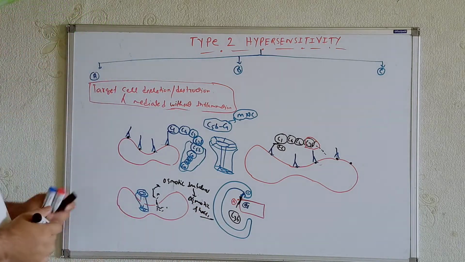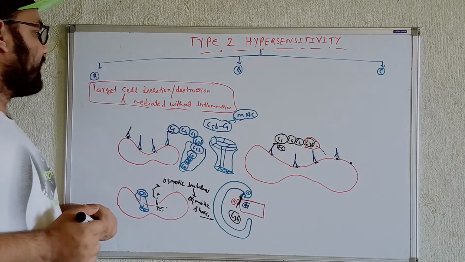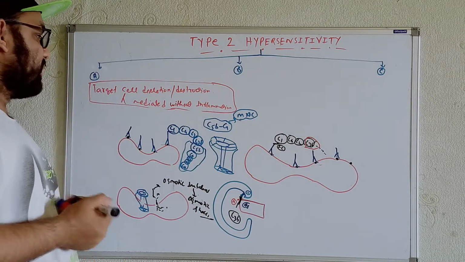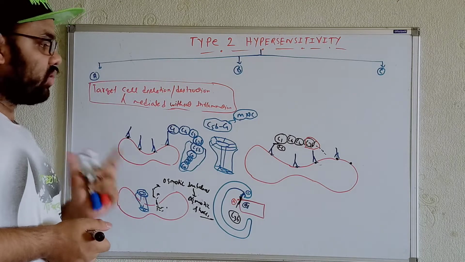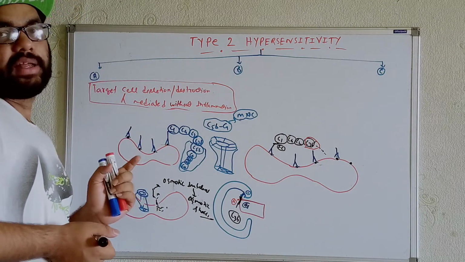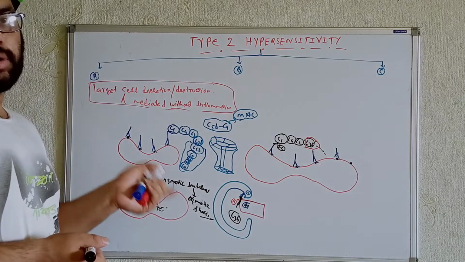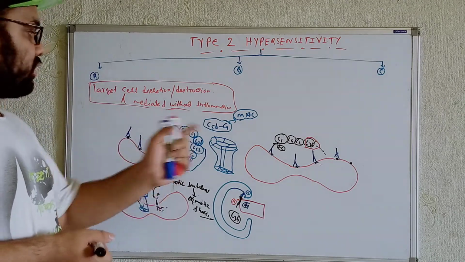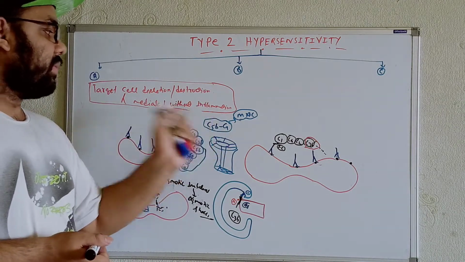So this type of thing we can also see in terms of target cell depletion or destruction, antibody mediated without inflammation. First we got the opsonins. Then the second class we got, for the formation of the MAC, that means membrane attack complex. That is for involvement of the complement system. So from C5b to C9 will form the membrane attack complex.